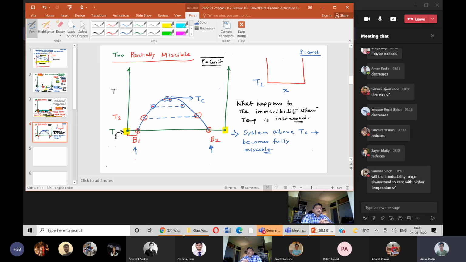Partially immiscible, and as you increase the temperature, the immiscibility envelope reduces, right? And above a critical temperature, the system becomes fully miscible. So we have already identified the critical temperature.